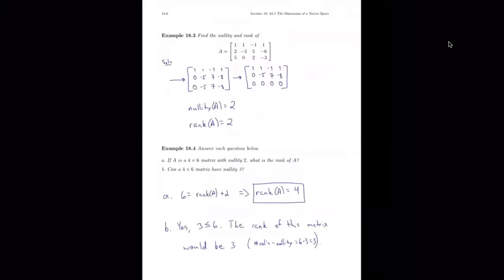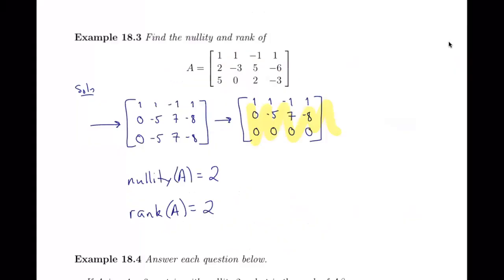So one more example in this section is to find the nullity and rank of the given matrix A right here. So of course, we want row echelon form. So we do that. We arrive at this row echelon matrix here. And we do the same technique we did before. We look for our pivot columns. Here's one. This column has a pivot position. That's that -5. And then no other column has a pivot position. So we have rank 2. The number of columns we have in our column space is 2.